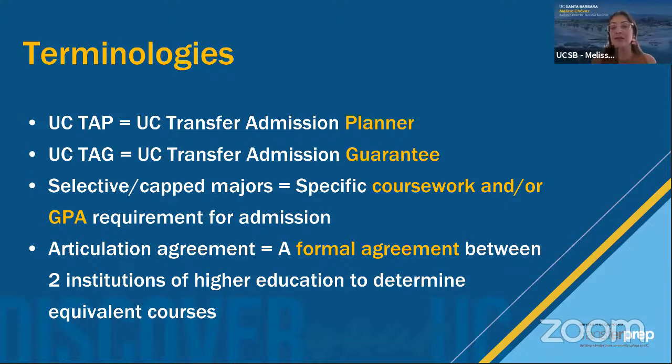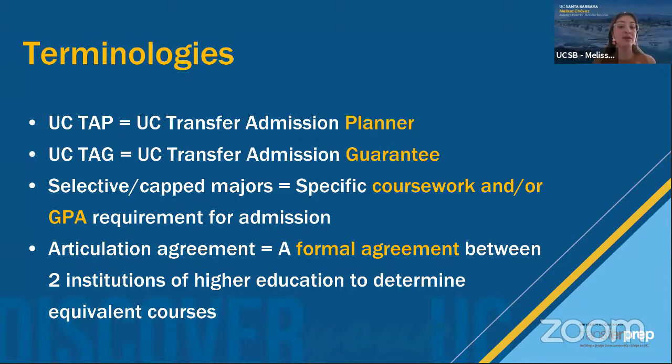TAP and TAG, they're very common acronyms. There are different programs, probably at your community college or neighboring schools. So just be aware, for the purpose of this presentation, UC TAP is the UC Transfer Admission Planner. UC TAG is the Transfer Admission Guarantee.